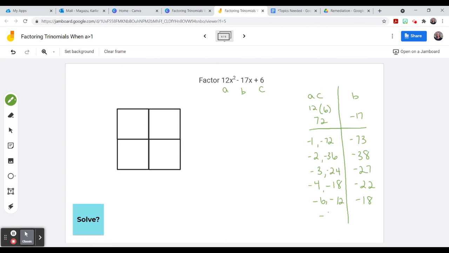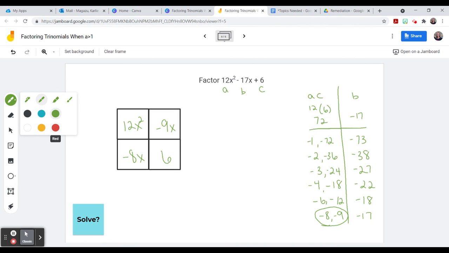So let's go with our negative 8 times negative 9. And ding, ding, ding, that's a negative 17! I found them. They were hidden. So I'm going to take my 12x squared and put that here. I'm going to put my 6 right here. And then I'm going to take my negative 8x and negative 9x.